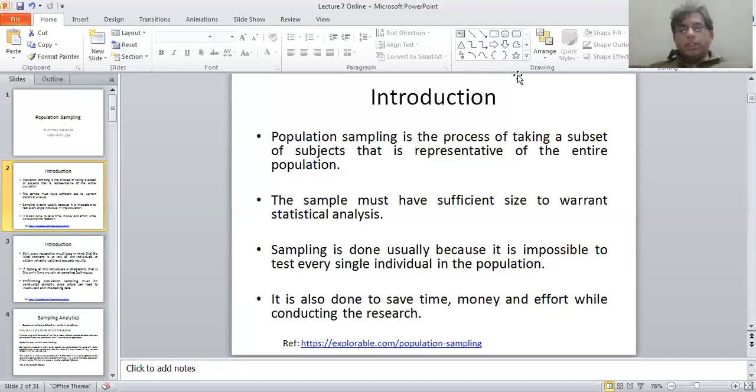Now, there are different characteristics of a sample that warrant it to represent the population, but the most important characteristic of the sample is that the size of the sample should be huge, because it is natural that the larger the sample size is, the higher the probability of representing the population. So we try to take the sample as large in size as possible.